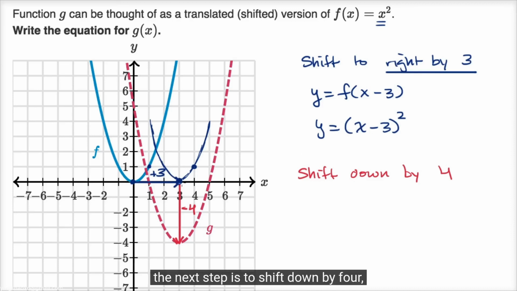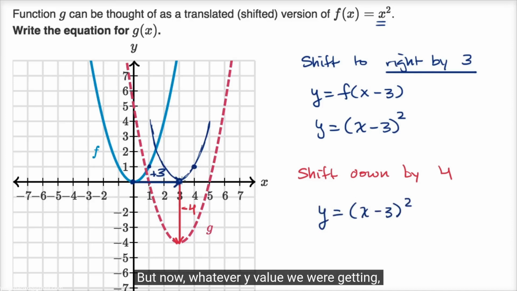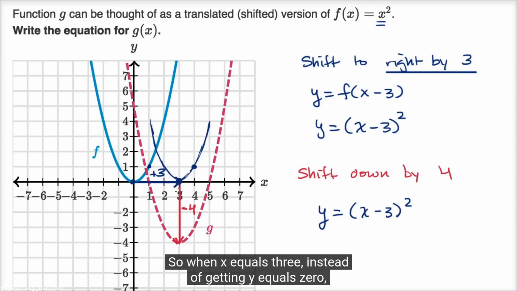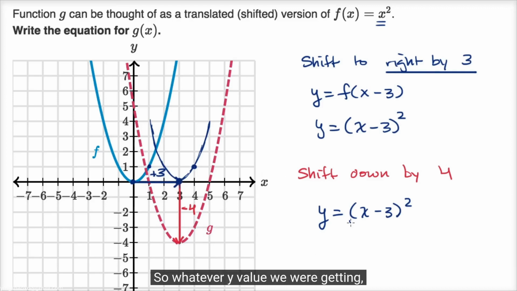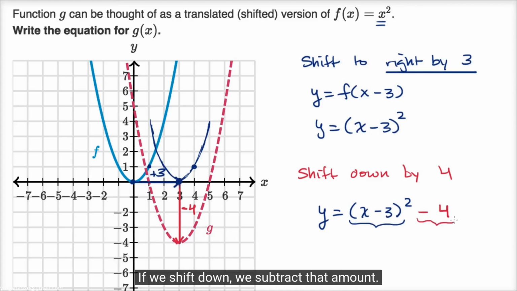So now that we've shifted to the right by 3, the next step is to shift down by 4. And this one is a little bit more intuitive. So let's start with our shifted to the right, so that's y is equal to (x minus 3) squared. But now, whatever y value we were getting, we want to get 4 less than that. So when x equals 3, instead of getting y equals 0, we want to get y equals 4 less, or negative 4. When x equals 4, instead of getting 1, we want to get y is equal to negative 3. So the shifting in the vertical direction is a little bit more intuitive. If we shift down, we subtract that amount. If we shift up, we add that amount.